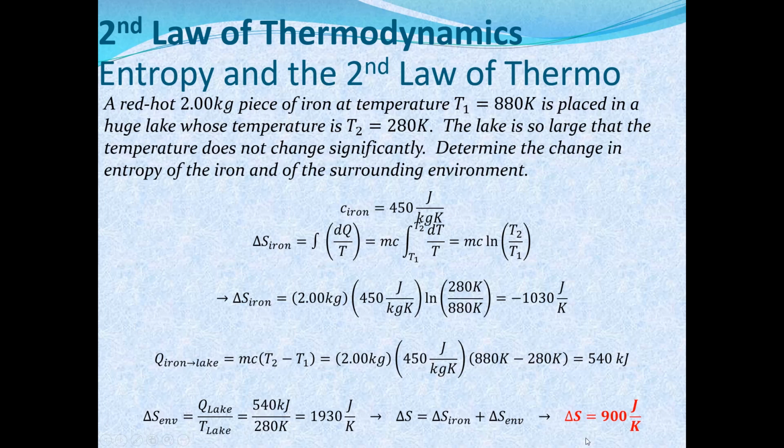So altogether, we end up getting that the total change in entropy is once again a positive value of 900 joules per Kelvin. So while the iron does decrease in entropy, the lake ends up increasing in entropy much more.